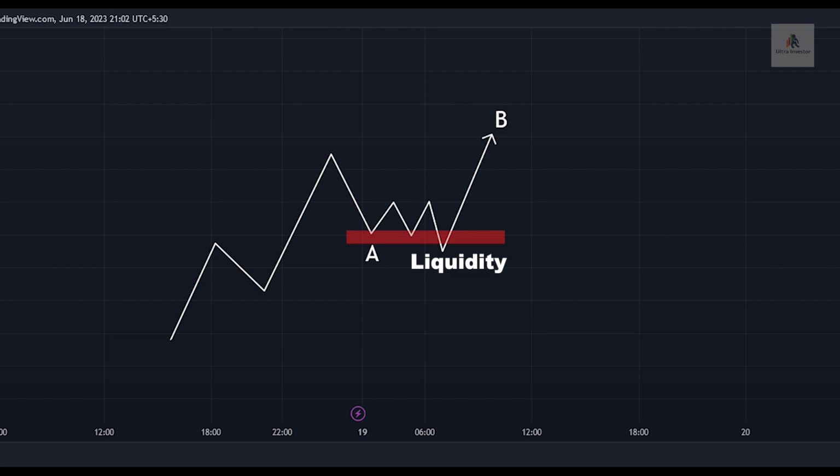Here's our strategy for this market: when the price returns to the consolidation zone, we see it as a chance to buy. We'll enter a buy position and place our stop loss below the consolidation level to protect our investment. Our target is the next level of structure.